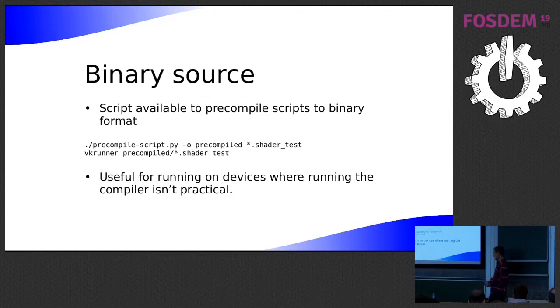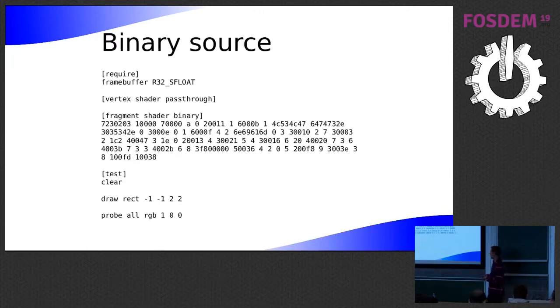As well as GLSL and SPIR-V shader sections, you can also have a shader section which just literally lists the SPIR-V in binary format. Obviously you don't want to write that by hand, but there is a Python script in the VkRunner repo to batch convert all of your tests to binary. I guess the main reason you'd want to do that is if you want to run on an embedded platform, for example, where putting a GLSL compiler is not really practical. Once you run it through the script, the test script looks like that.